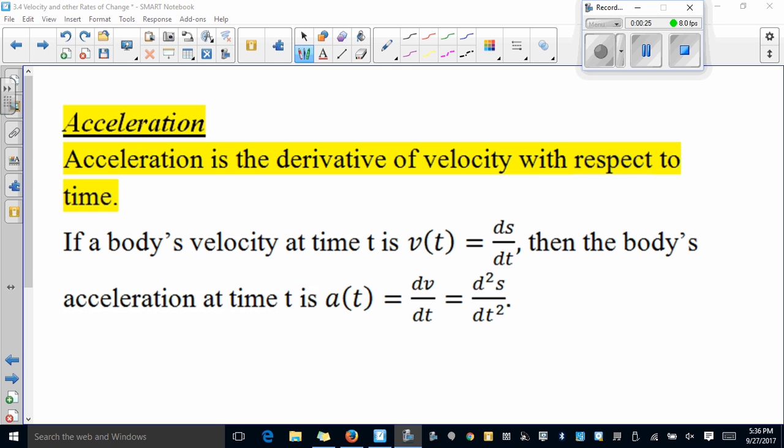Acceleration is the derivative of velocity with respect to time. If a body's velocity at time t is v of t equals ds/dt, then the body's acceleration at time t is a of t, which is the derivative of velocity with respect to time, which is the second derivative of our position function.